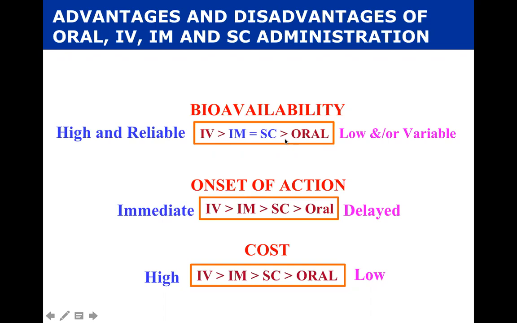While if we talk about bioavailability, which will be explained in the next slides, the high and reliable bioavailability is with the IV route of administration, and the least with the oral route. Regarding the onset of action, the immediate onset is with IV, and the delayed onset with oral. And the cost will be higher with IV routes, and the low cost with oral medication. You have to consider that all these factors play a role in deciding which route of administration to choose for certain medications.